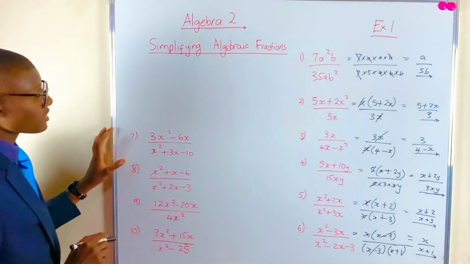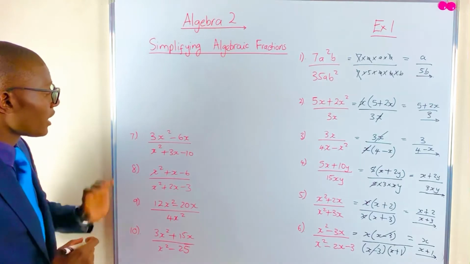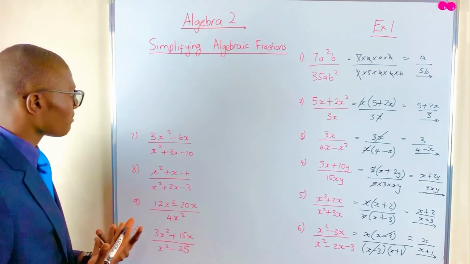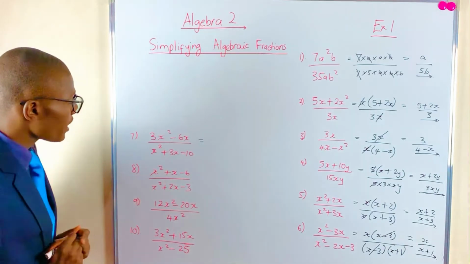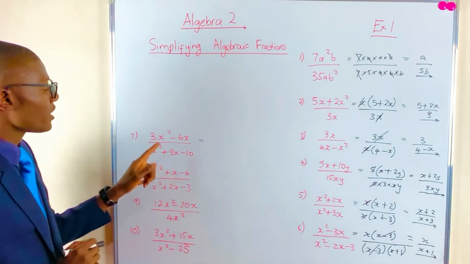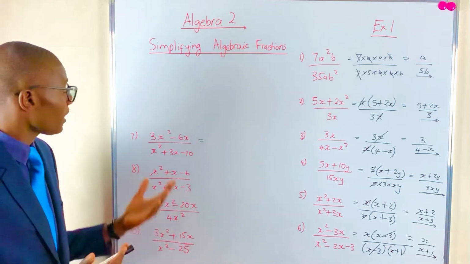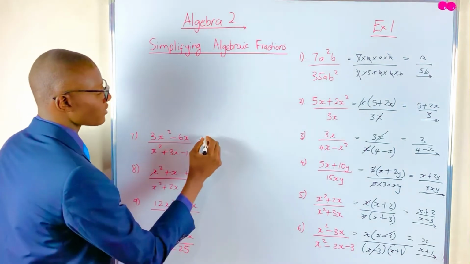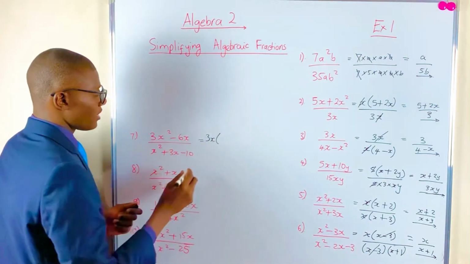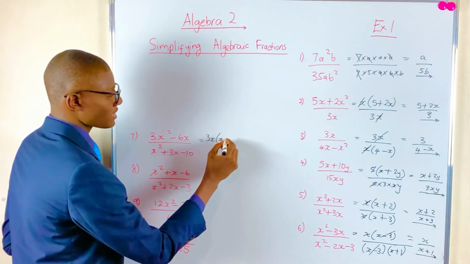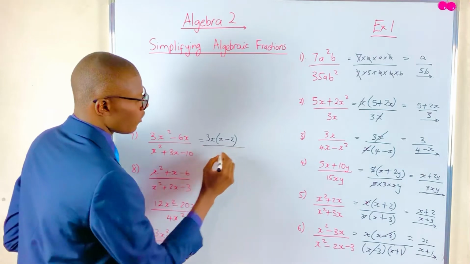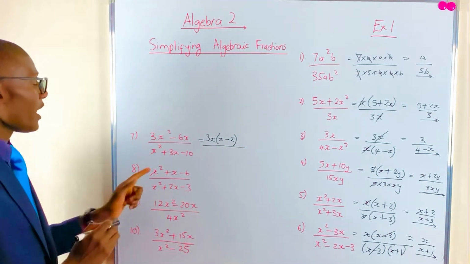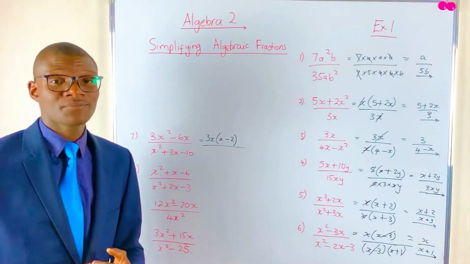Now let's move on to number 7. Now with number 7, it's the same application. So 3x squared minus 6x over x squared plus 3x minus 10. In the numerator, we can factor out 3x. Then 3x into 3x squared, we get an x, minus 3x into 6x, we get a 2. Then over x squared plus 3x minus 10.